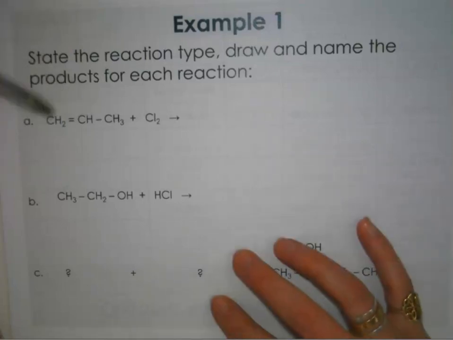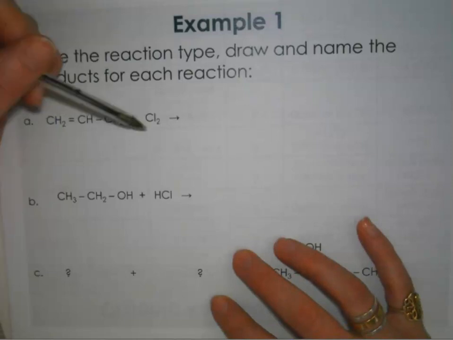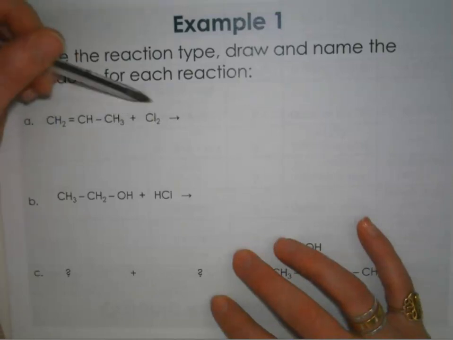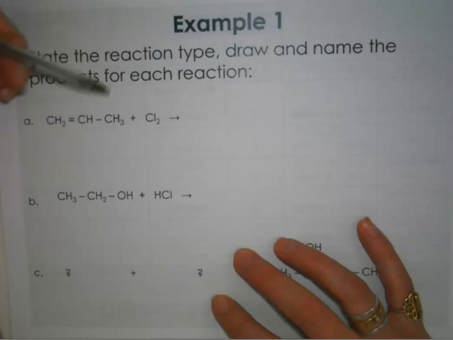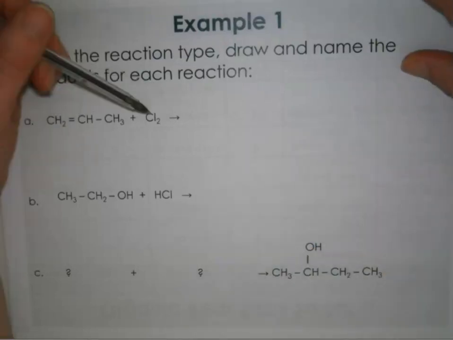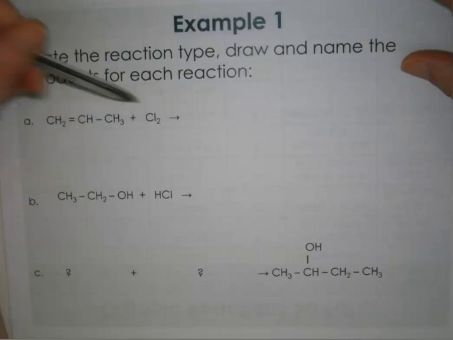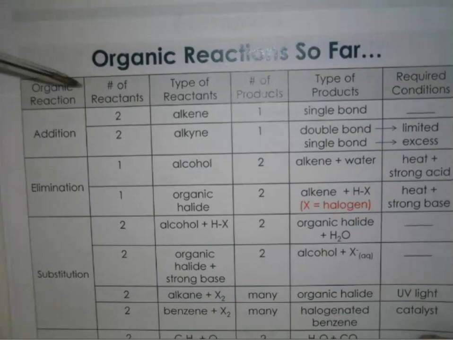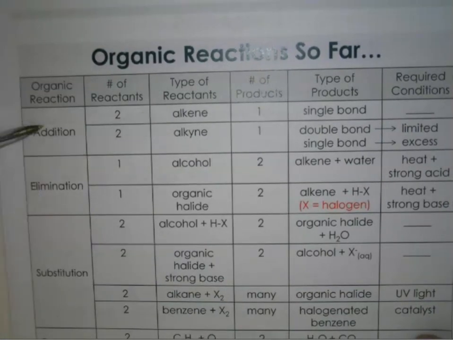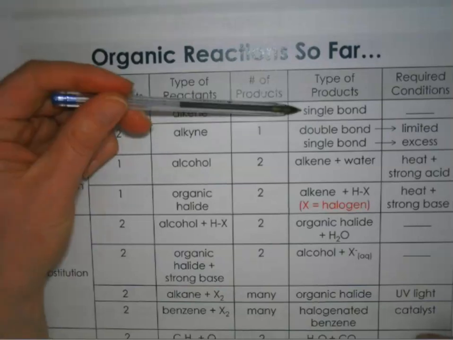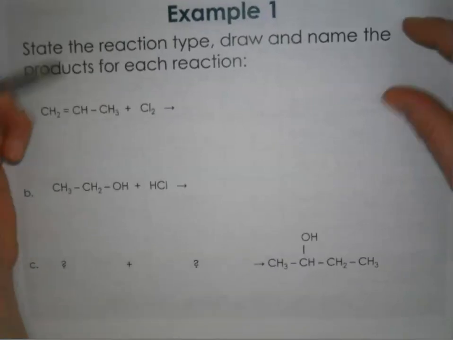So in this one, we have an alkene and we have a chlorine molecule being added to it. So whenever we have an alkene or alkyne, remember that's an addition reaction. And basically what's going to happen is this chlorine is going to come in and replace either end of this double bond, right? So you can always flip back here if you need to. Types of reactants, you can see alkenes are right here in terms of addition, and we're going to end up with a single bond as a product, right? Because this is going to come in and replace those bonds.